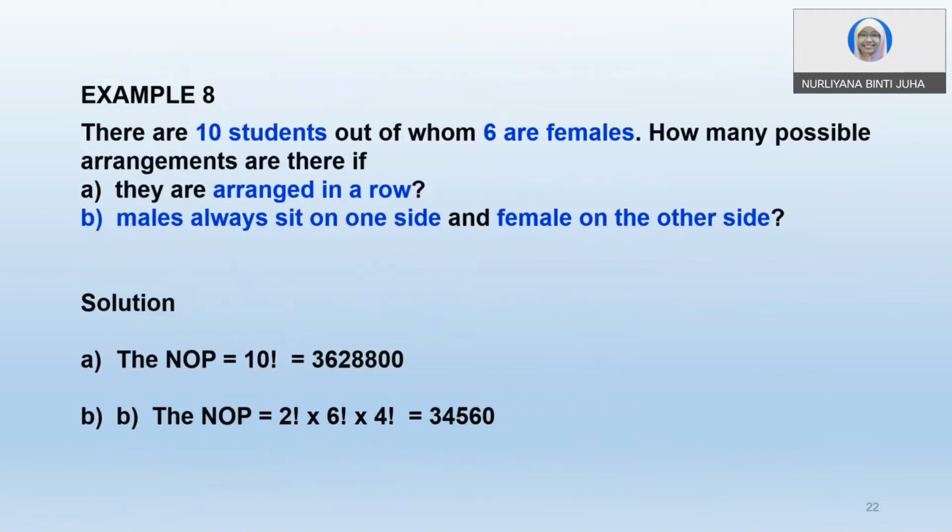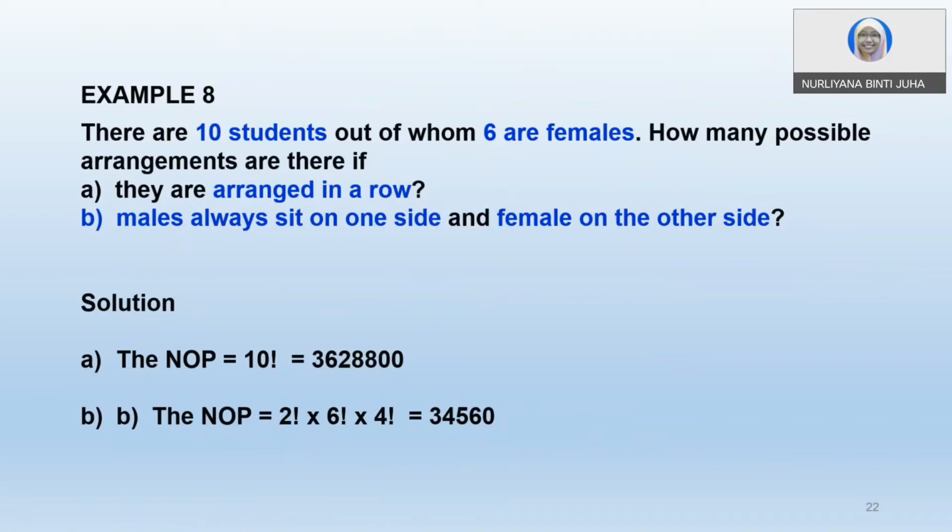Example 8. There are 10 students, out of whom 6 are female. Ada 10 pelajar, 6 daripadanya adalah perempuan. How many possible arrangements are there if they are arranged in a row? Maksudnya kalau 10 pelajar tadi, 6 adalah pelajar perempuan, berapa possible susunan yang kita boleh dapat kalau kita susun semuanya dalam satu baris, arrange in a row. Semuanya dalam satu baris. And then for B, males always sit on one side and female on the other side. Meaning lelaki, perempuan duduk asing-asing.